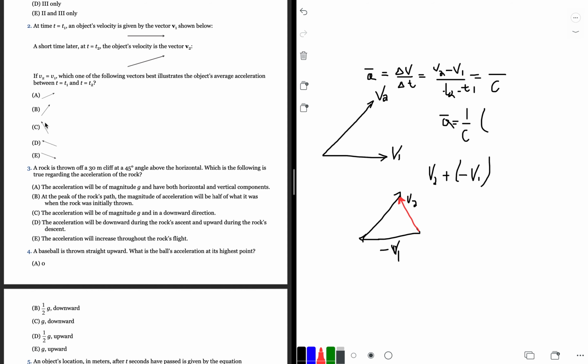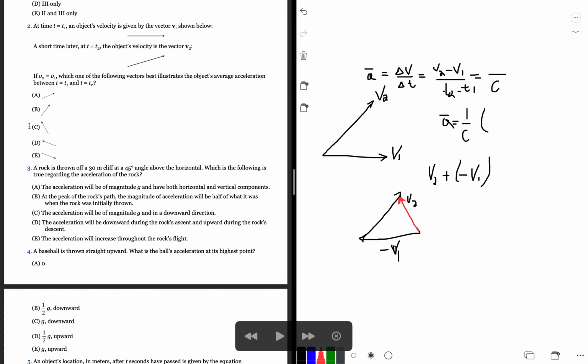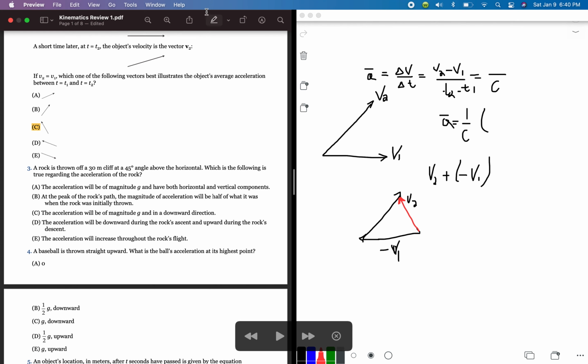And if you look, which vector is this? It has to be C, because D's vector is closer to horizontal. It's closer to being parallel to v1 than the acceleration actually is. So the answer is C. Okay.